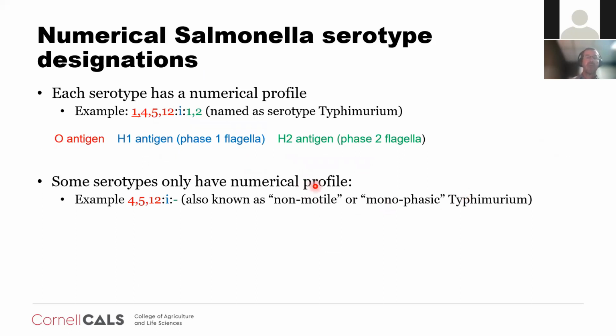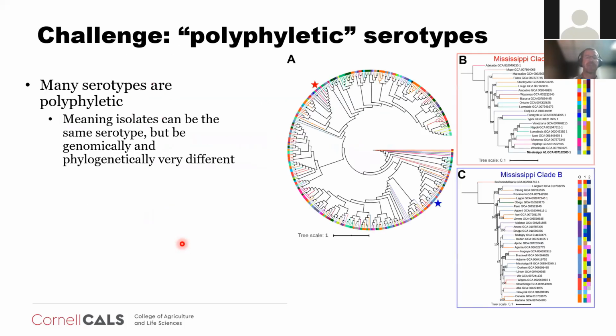Some Serovars only have a numerical profile, and probably the most well-known is 4,5,12:i:-. This is also known as non-motile or monophasic Salmonella Typhimurium. The minus indicates that the phase 2 flagella are missing in this strain. Salmonella Typhimurium will be 4,5,12:i:1,2. And this monophasic Typhimurium, as well as some other ones, actually don't have a corresponding name. These are only referred to as 4,5,12:i:-.